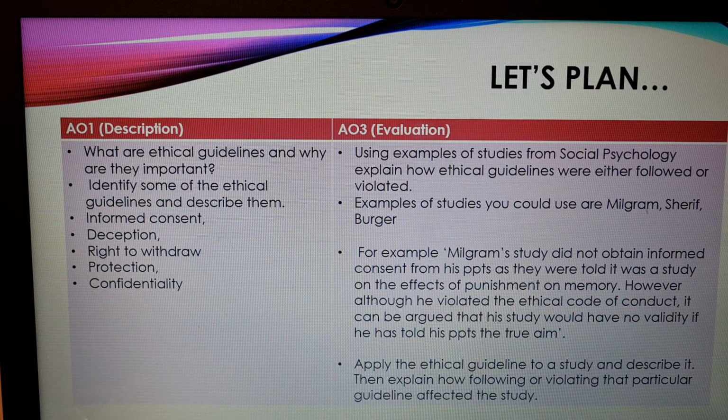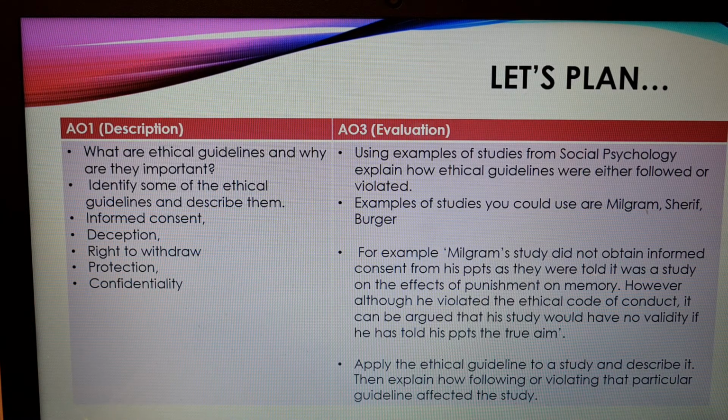Firstly, you would start off by going through what ethical guidelines are and why they are used. And very briefly, I don't want a whole paragraph on this, okay, but just say what the ethical guidelines are and why they are important. Then you would go on to identify some of the guidelines that were listed here, such as informed consent, deception, right to withdraw, protection, confidentiality. Okay, if you're not sure about these, then go back and look through them yourselves again.